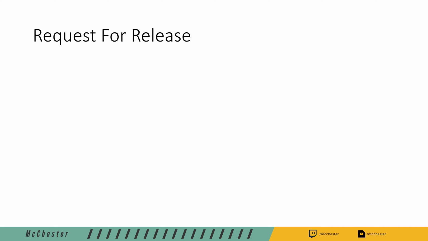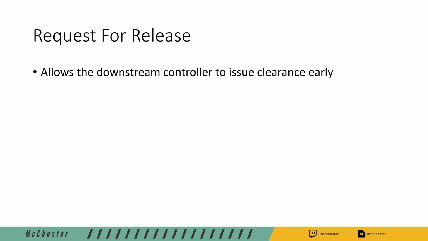A request for release allows the downstream sector to issue clearances early, while the aircraft is still within the lateral and vertical limits of the upstream sector. The same applies here in order to control vector, climb, descent an aircraft within the sector of the upstream controller. Get the approval for the release in advance.